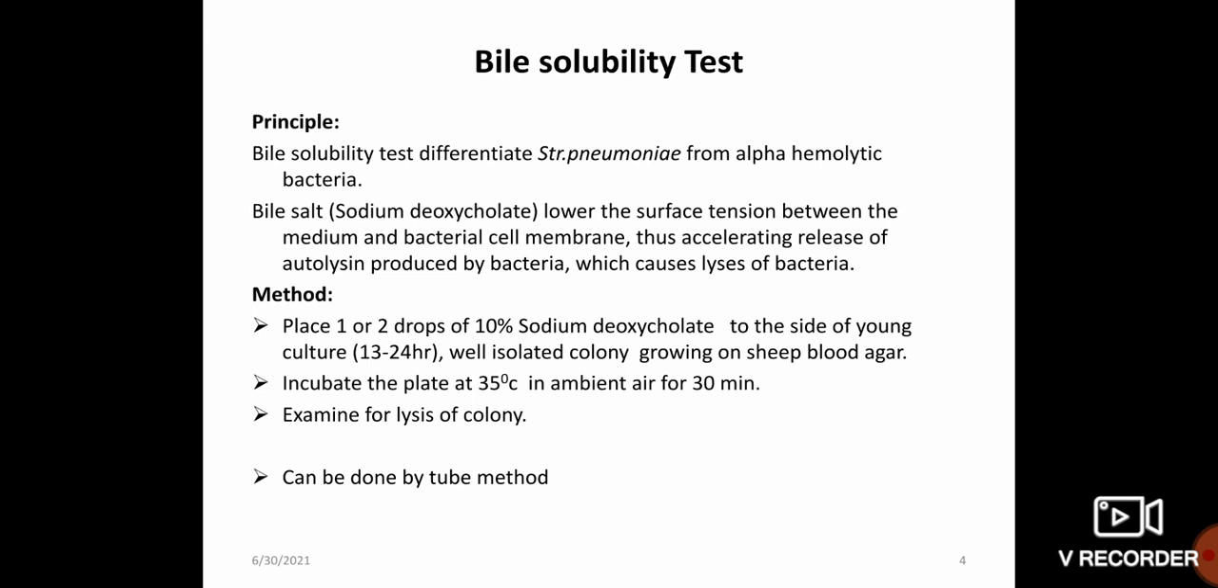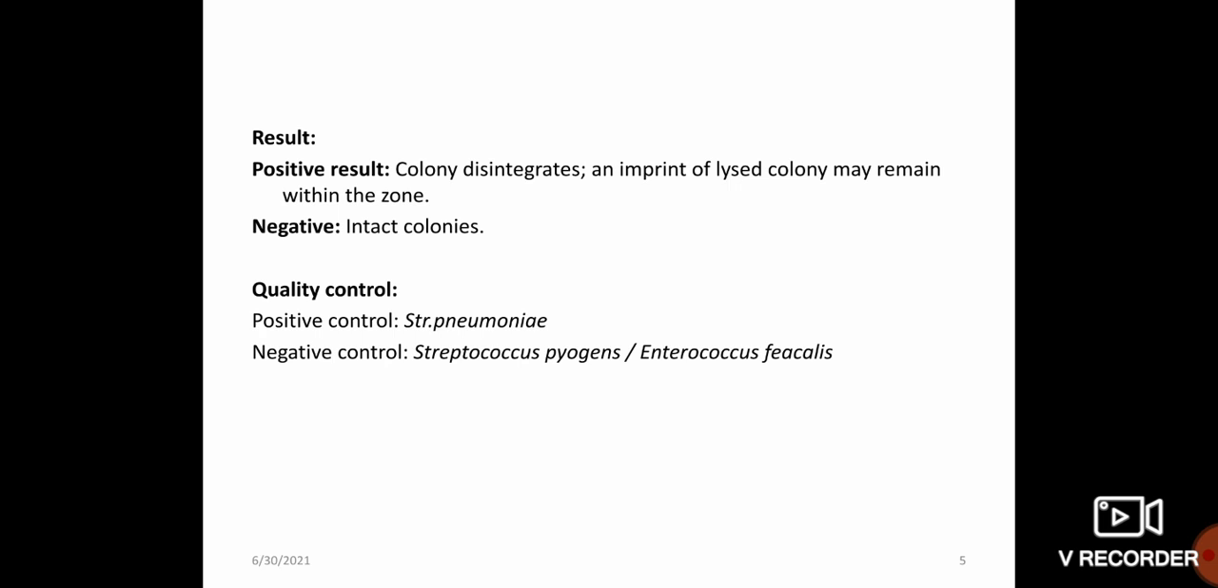So for the positive control we can use Streptococcus pneumoniae, and for the negative control we can use Streptococcus pyogenes or Enterococcus faecalis. You can do it with the tube method also. In that tube method you can make a suspension with the saline, and that bacterial suspension can be divided into two tubes, and then we have to add a few drops of the sodium deoxycholate solution into the one tube. Another tube should be kept as it is, and has to be incubated at 35 degrees Celsius for 30 minutes, and we have to look for the clearing of the bacterial suspension at the base of the tube.